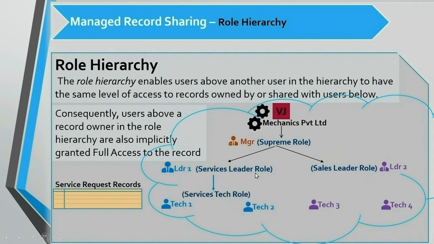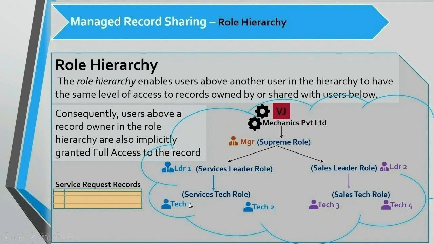Under services leader role, we have services tech role. Under this, we have Tech1 and Tech2. Under sales leader role, we have sales tech role. Under sales tech role, we have Tech3 and Tech4. After we have configured this role hierarchy, the users above other users in the hierarchy will get the same access on the records owned by the users below.